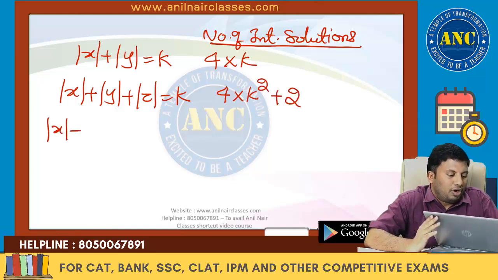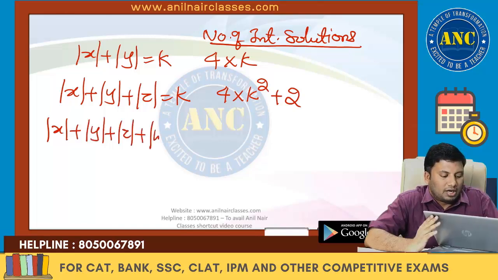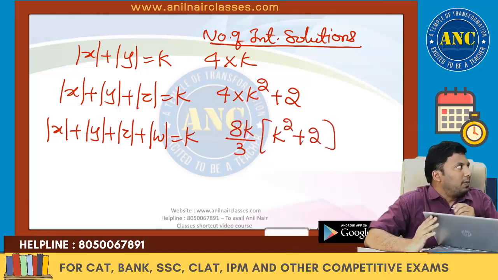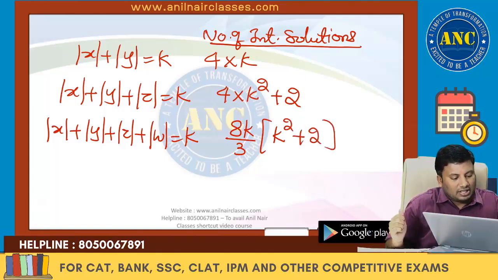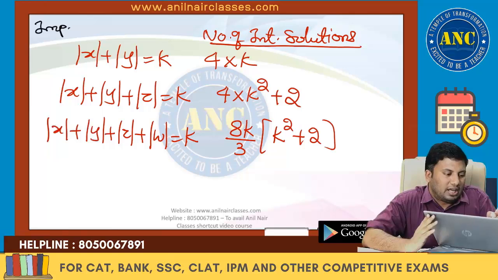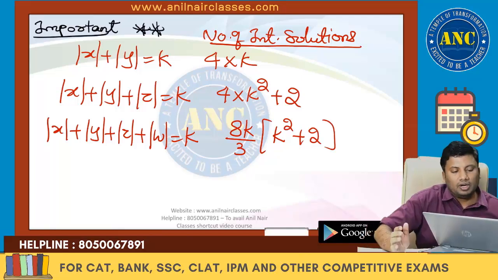If there are 4 variables, |x| + |y| + |z| + |w| = k, then the number of solutions is (8k/3)(k² + 2). Please write down, sir. Please take a screenshot of this. Extremely important. Then I will give you the proof. Extremely important key point. Write down in your notes.